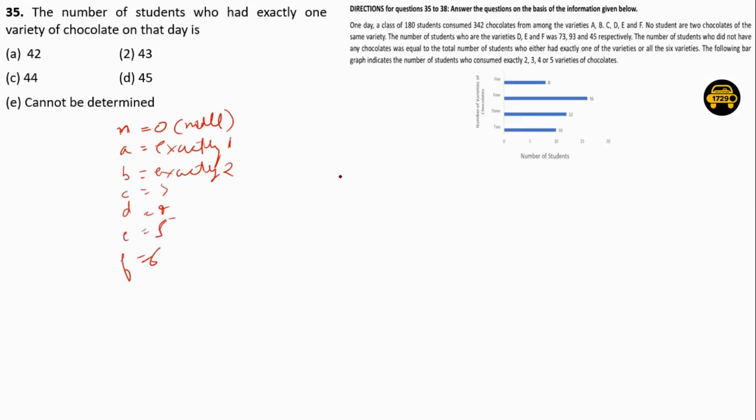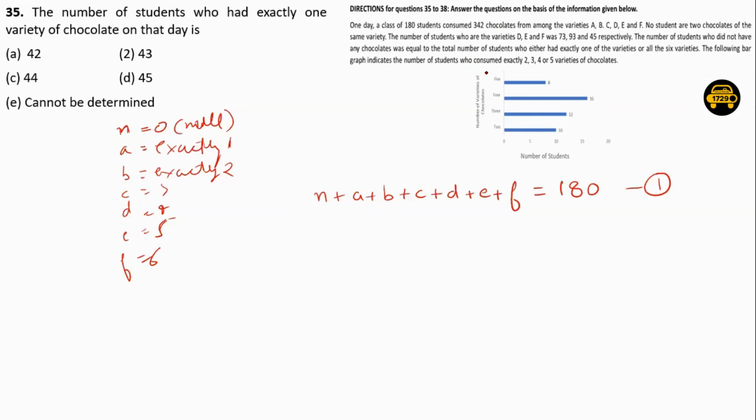Okay. So now if we can form 2 equations, just to understand, one equation can tell us about the number of students. So N plus A plus B plus C plus D plus E plus F is equal to 180. How is it coming? I hope it's clear to everyone that N stands for the number of students who got no variety of chocolates. These will be the number of students who got one variety. These will be the number of students who got 2 varieties, and all these are different from each other, right? A student who is getting exactly 2 chocolates cannot be a student who can get exactly 3 chocolates, right? So this is the equation which can tell us about the number of students.